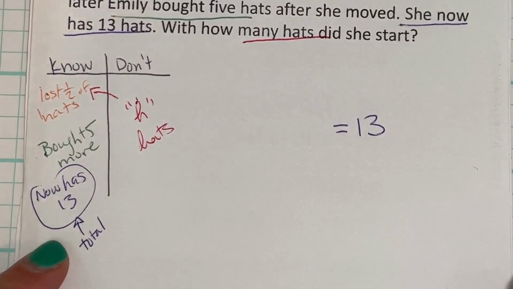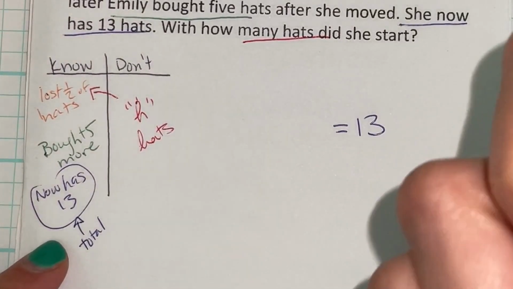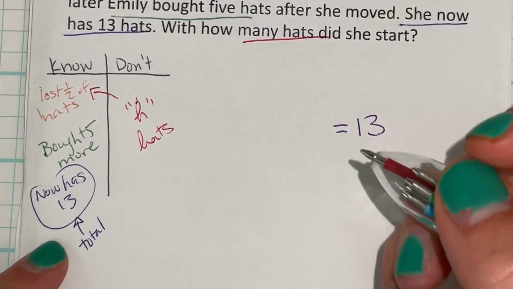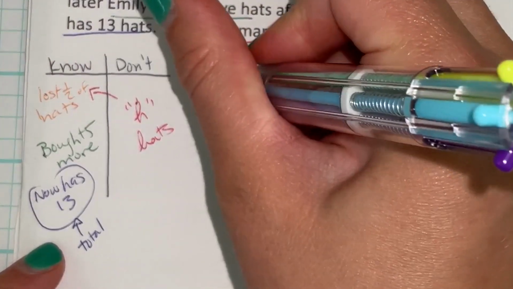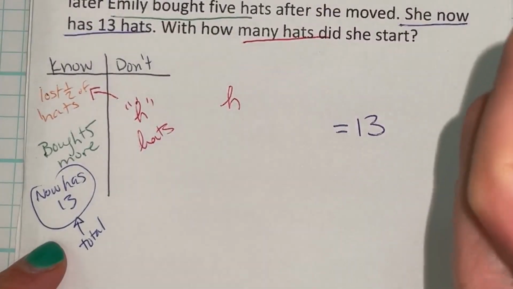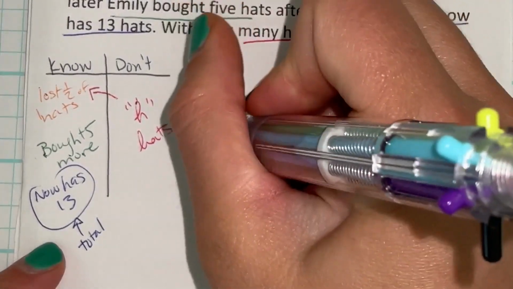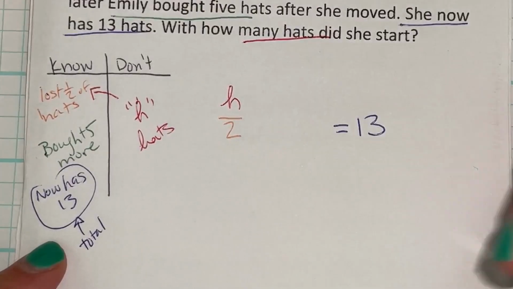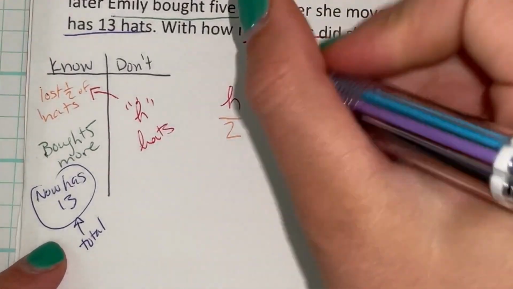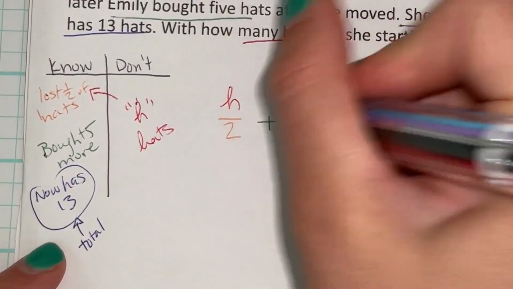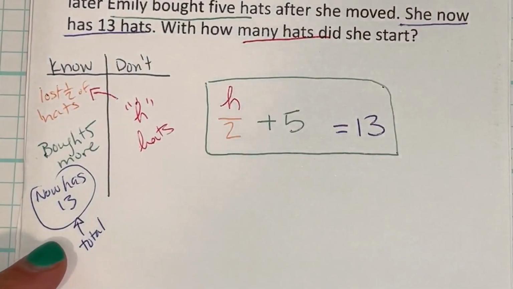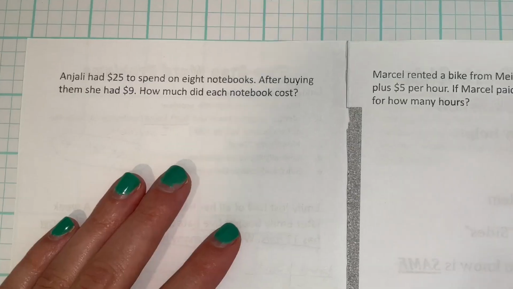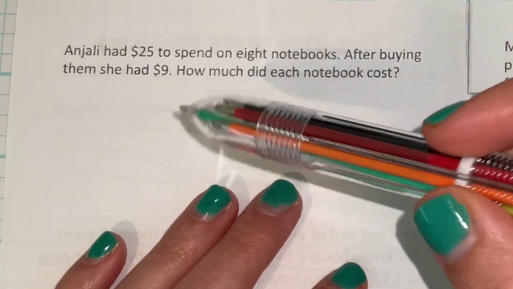She lost half of her hats, so this is where you've got to be careful, okay? You can write it as 1/2 times H, but more than likely you're going to see it as H chopped in half. She lost half of her hats. Buying 5 more is an adding thing, right? You're getting more, you're adding. So this is going to be the equation you will solve, okay? And I would solve it. Next problem on the next page.